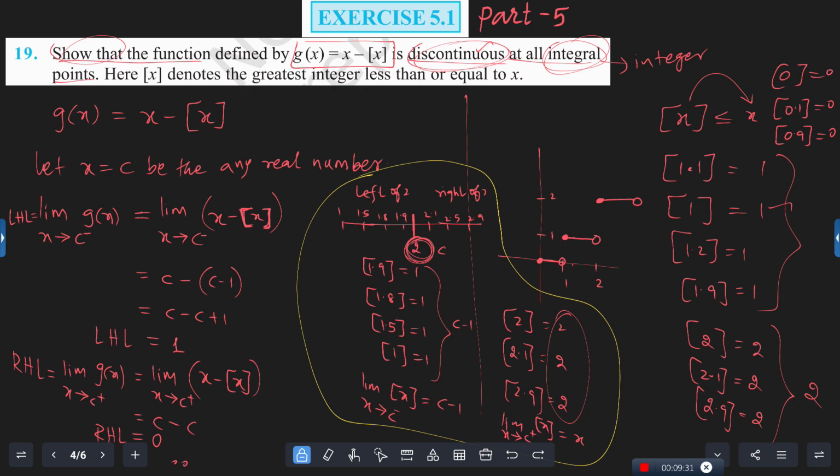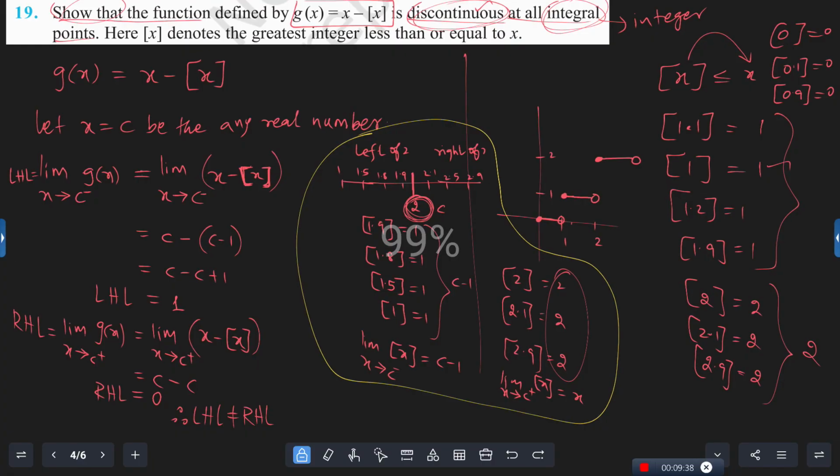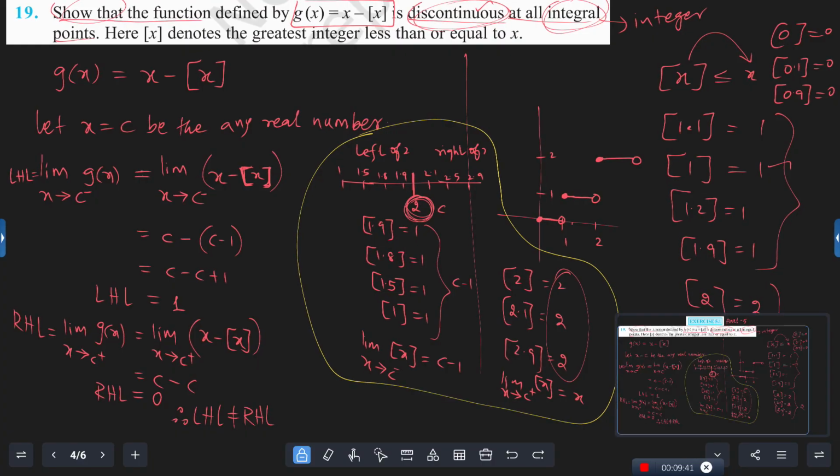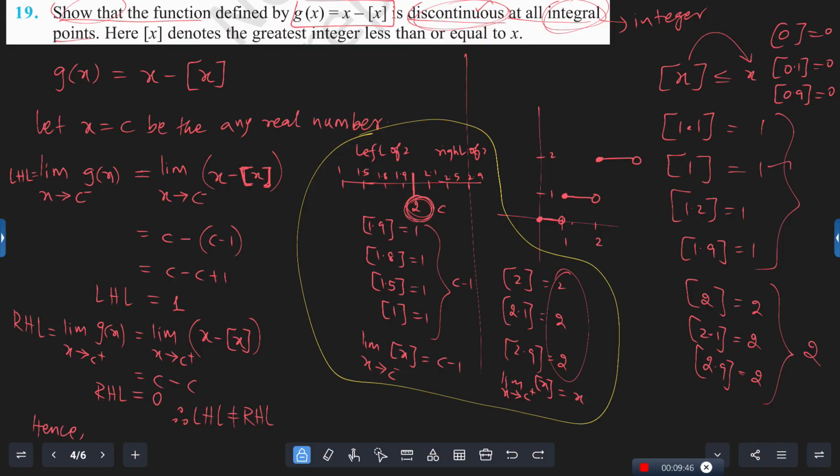Both are not equal, have you noticed? The left hand limit and right hand limit are not equal. So what will you say finally? It is not continuous, which means there is a discontinuity. Hence, given g of x, g of x is discontinuous at all integral points, or all integers.